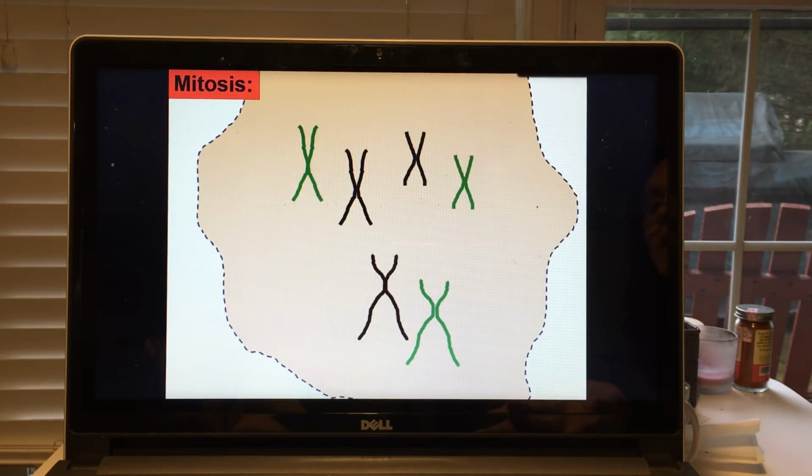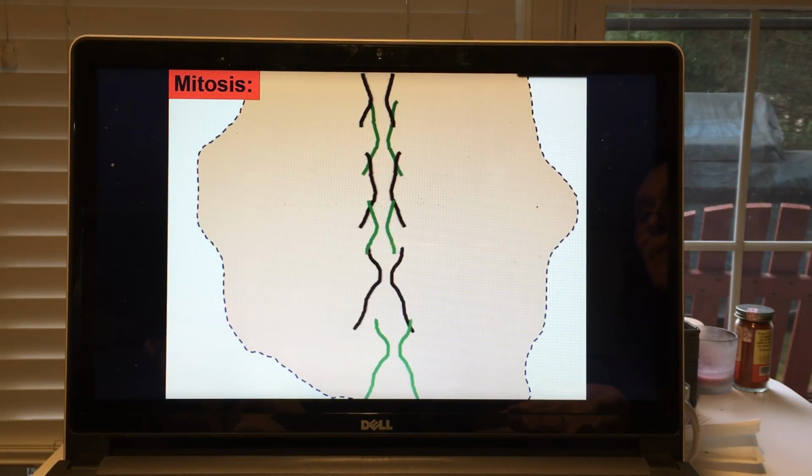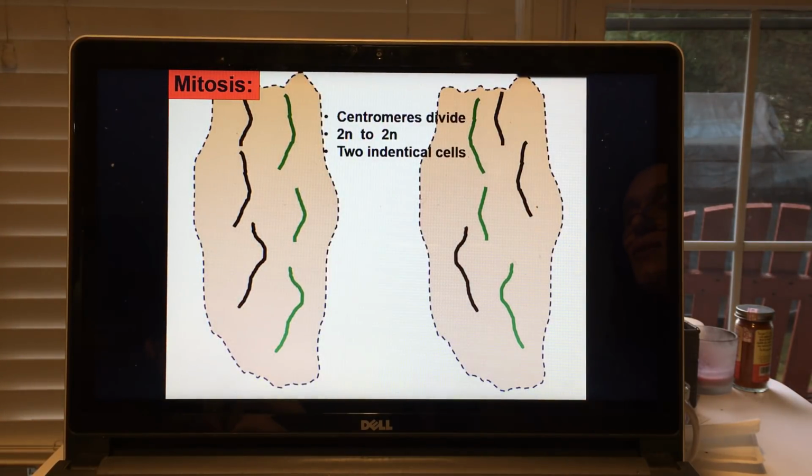So in mitosis, chromosomes line up single file along the equator, and then the sister chromatids separate, and now we have 2 cells that each have 6 single-stranded chromosomes. We didn't have any change in chromosome number, and the cells went from diploid to diploid, or 2N to 2N, and you have 2 exactly identical cells and 1 division.